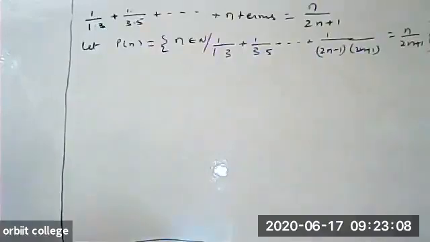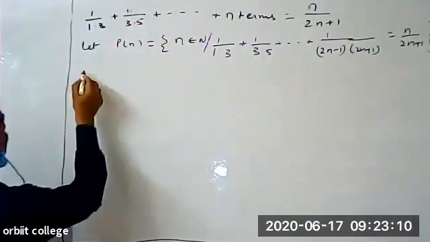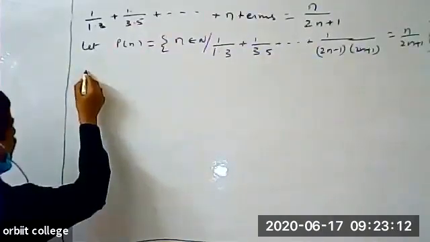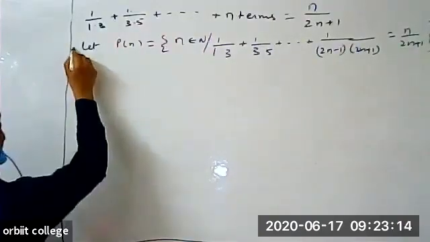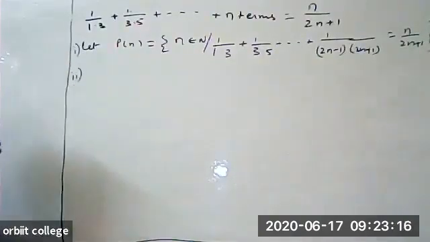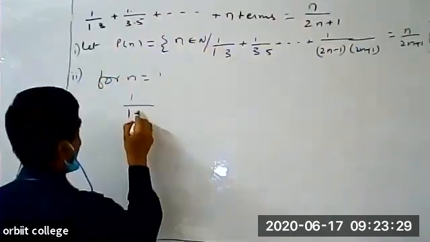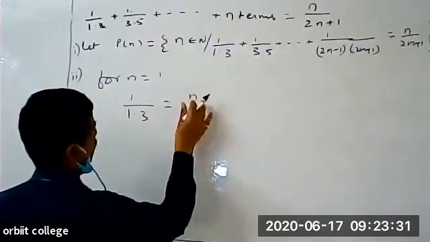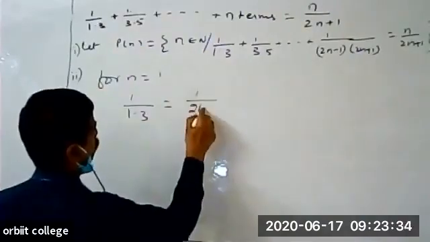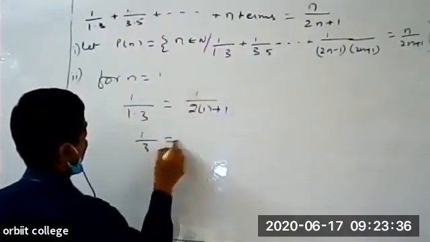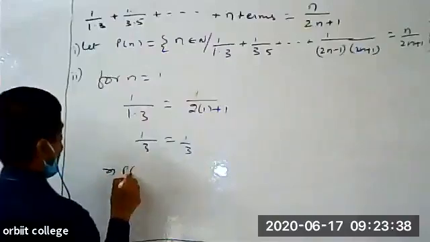So what is the next step? Children, what is the next step? That's step 2: P of 1. For n equal to 1, the left side is 1 by 1 into 3. The right side, n equals 1, gives 1 by (2 into 1 plus 1), which is 1 by 3. So left side equals 1 by 3 equals right side. This implies P of 1 is true.